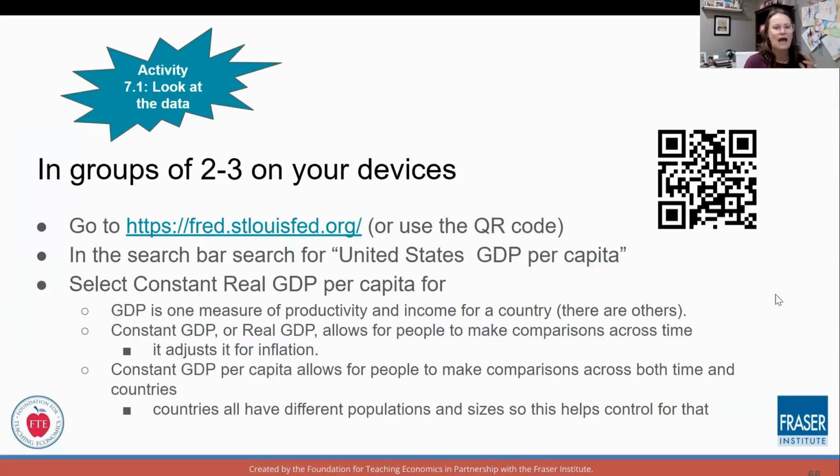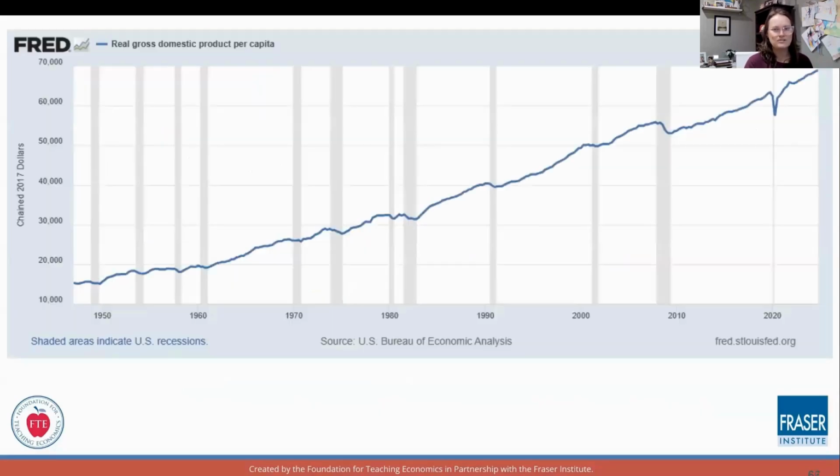You're going to keep adding this information into your activity. So here is what FRED looks like. It puts together this really beautiful graph, and as you hover your mouse or your finger over the lines, it tells you all sorts of interesting data. The other thing is, what are these gray bars? Does anyone know what these gray bars are?